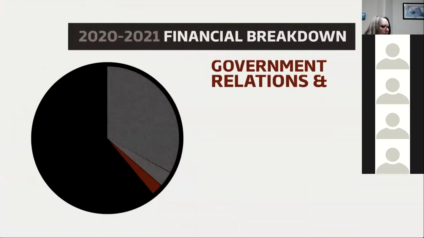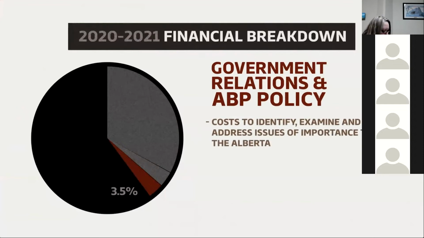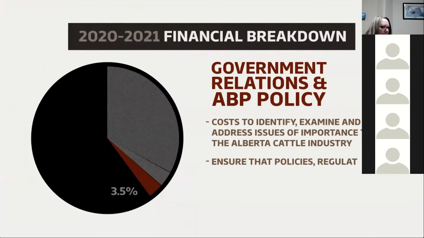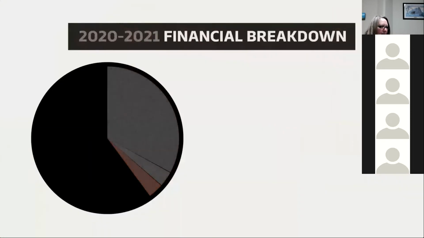3.5% is allocated to the government relations and ABP policy. Expenses include the cost to identify, examine, and address issues of importance to the Alberta cattle industry and to ensure that policies, regulations, and actions implemented by ABP and other cattle organizations and the government bodies support the interests of the Alberta cattle industry.